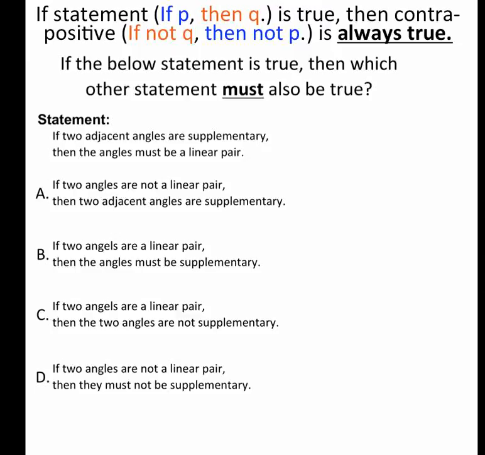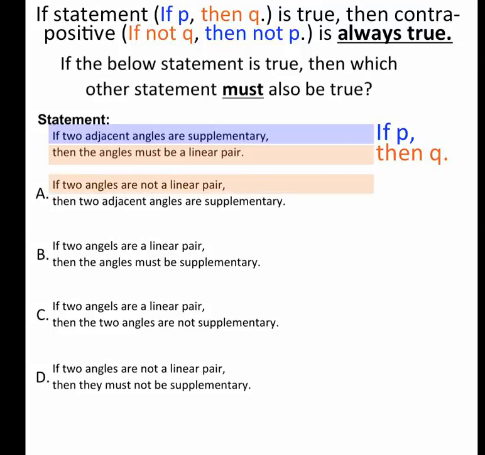Let's look at our statement. If two adjacent angles are supplementary, that's the P part, then the angles must be a linear pair. That's the Q part. So what I want to do is take those two statements and flip them, put them in opposite pieces of the sentence, and put nots with them, and then that will make it true. The first statement, if two angles are not a linear pair, it's a good start. If not Q, then two adjacent angles are supplementary.